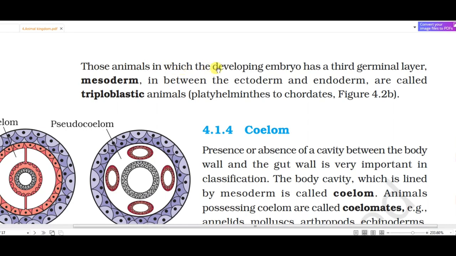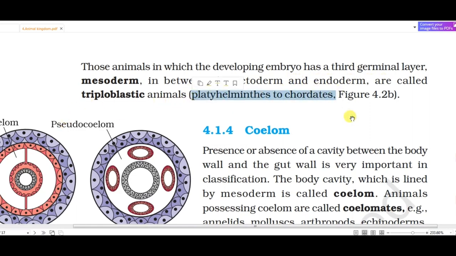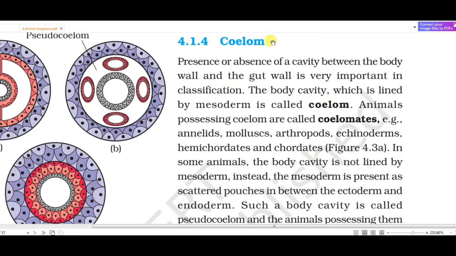The animals in which the developing embryo has a third germinal layer, mesoderm, in between ectoderm and endoderm, are called triploblastic animals. Example, Platyhelminthes to chordates. Coelom. Presence or absence of a cavity between the body wall and the gut wall is very important in classification. The body cavity which is lined by the mesoderm is called coelom. Animals possessing coelom are called coelomates. Example, annelids, molluscs, arthropods, echinoderms, hemichordates and chordates.